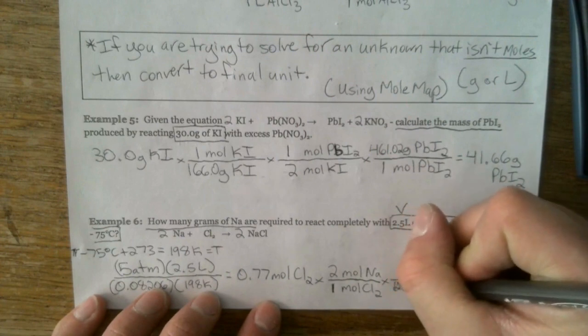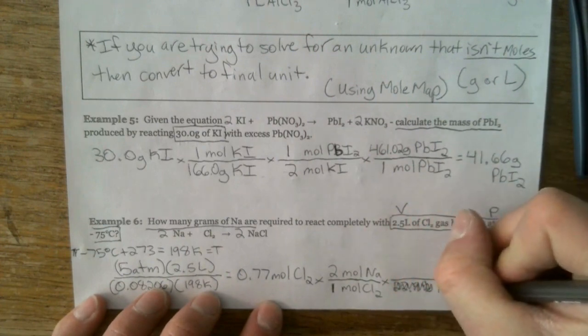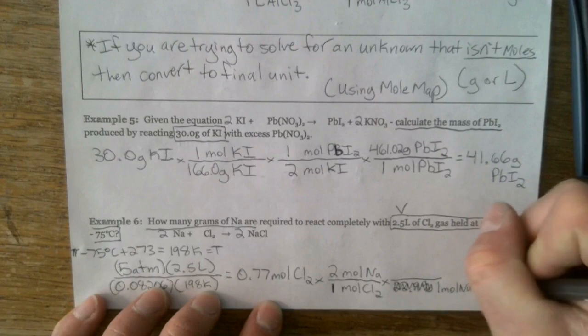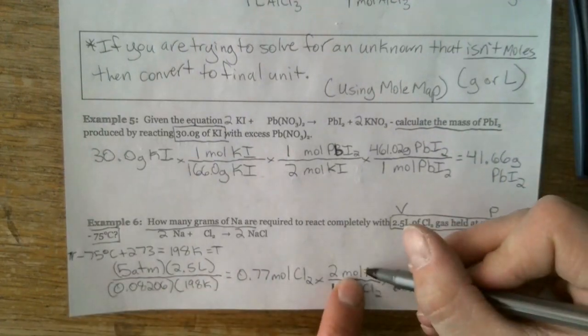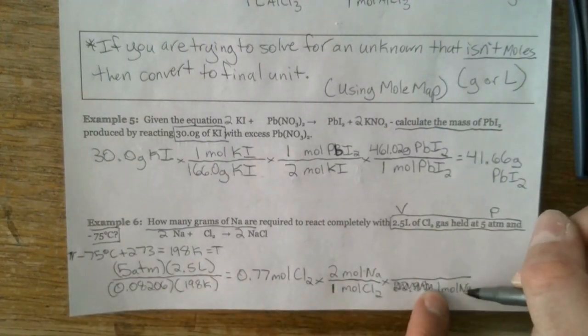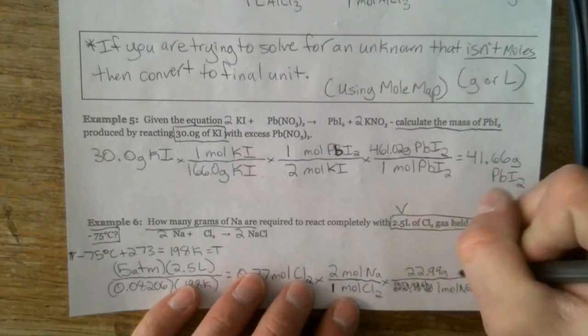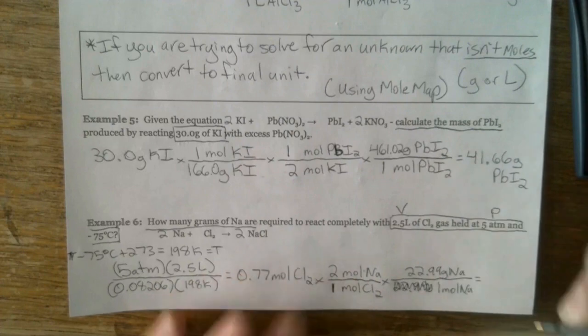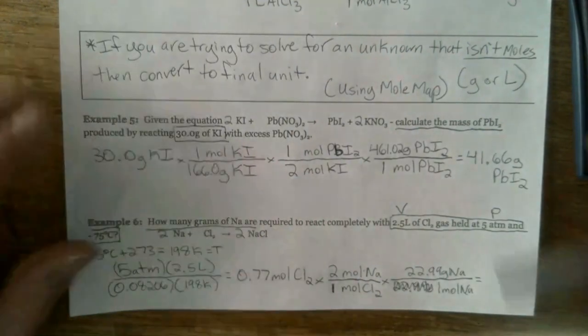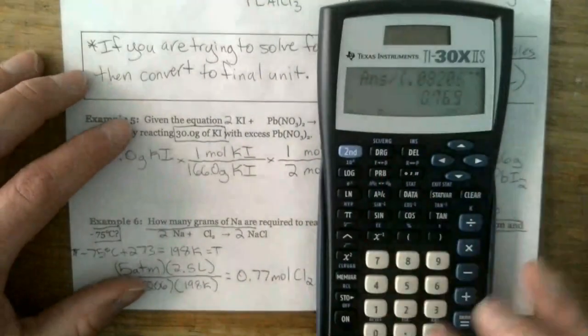Oh boy, oops, sorry, ignore me here. Forgot to put moles of Na down there, because you remember we've got moles of Na up here. So we need moles of Na down here. So then we'll put 22.99 grams of Na up top there. Now we'll solve this the exact same way as we've done in the past.